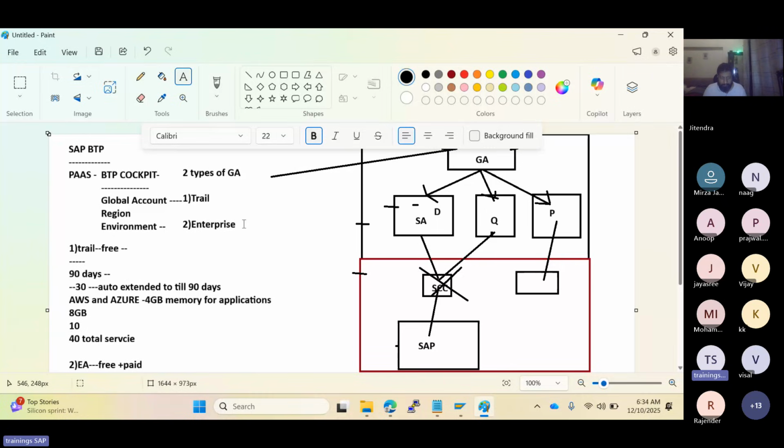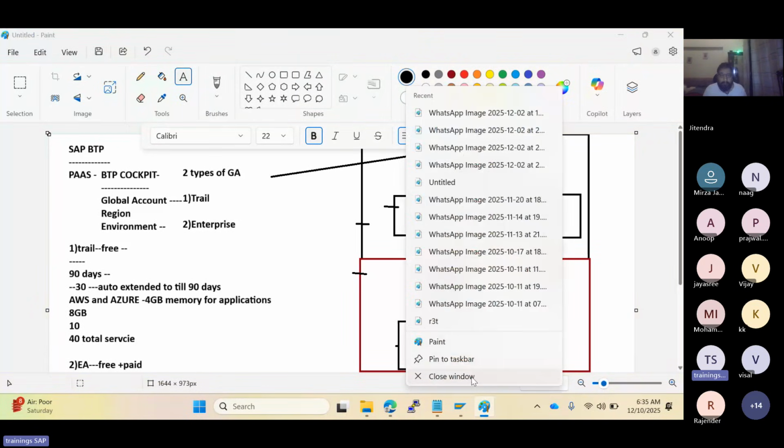Why? Because there is a licensing model. There are types of licensing models that I will explain. But for now you can see only the trial accounts and the trial limitations here. Then what about the enterprise accounts here? What about the enterprise account here?